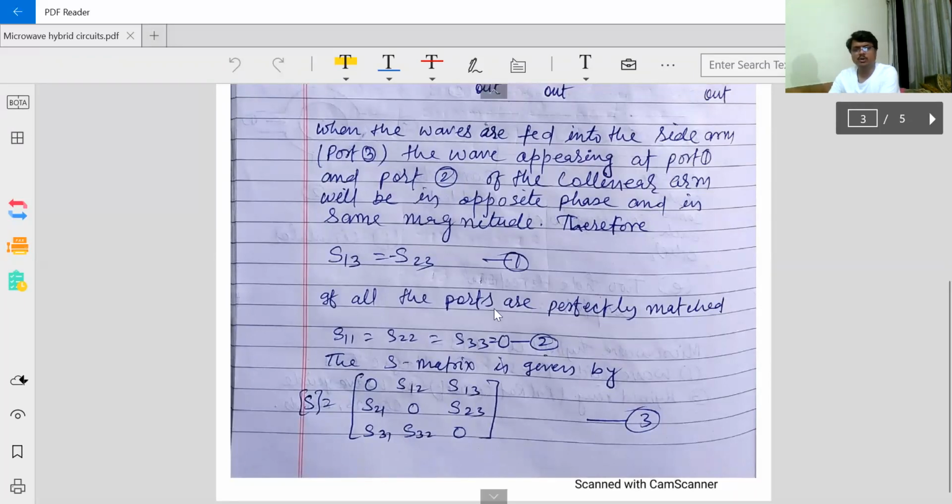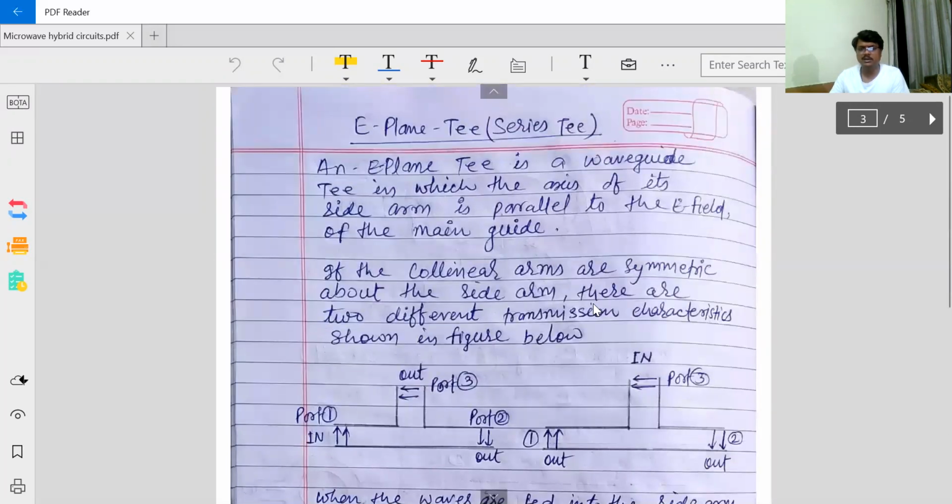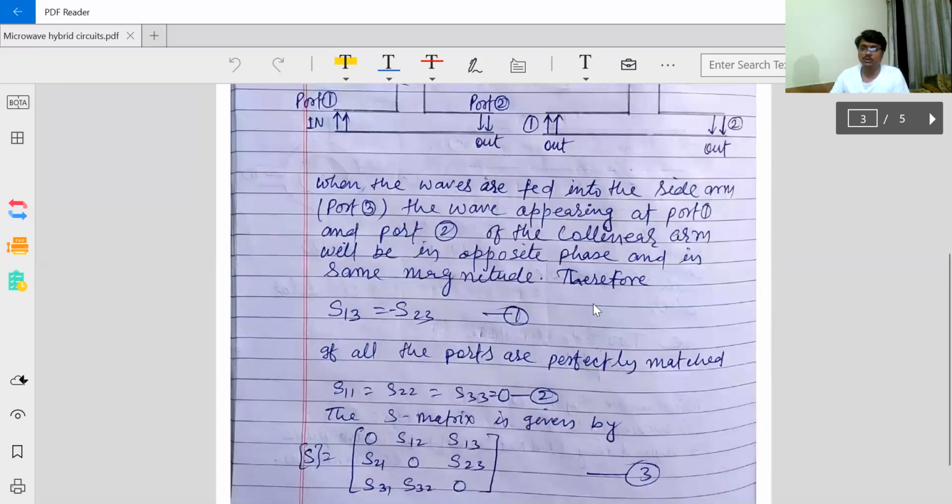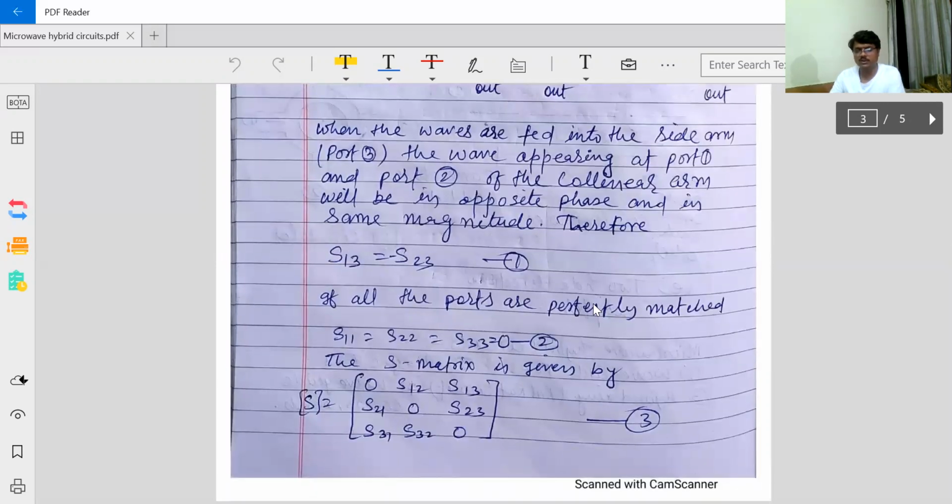Here I am assuming that all the ports are perfectly matched. But at the end, we will prove that it is not possible. In E-plane T, it is not possible to match all the ports. We will see why it comes like this. But here, for the sake of simplicity, for understanding purposes, we have assumed that all the ports are perfectly matched. S11, S22, and S33 are perfectly matched, means S11, S22, and S33 are 0.